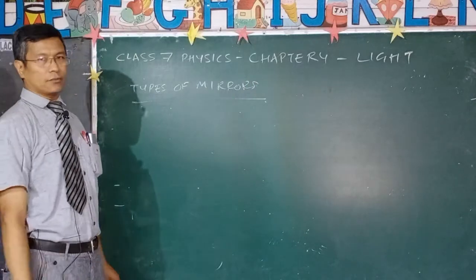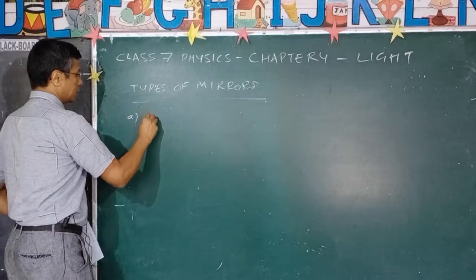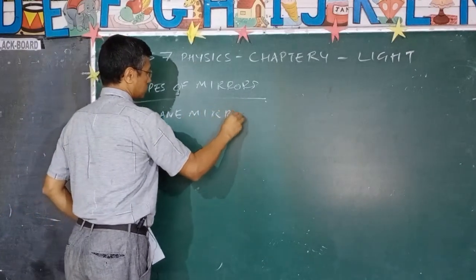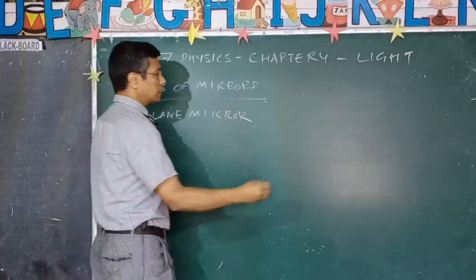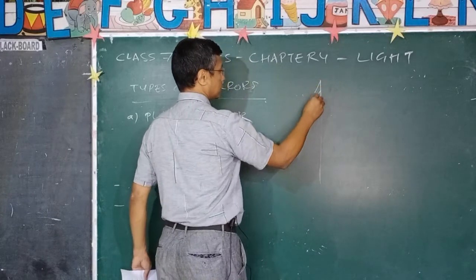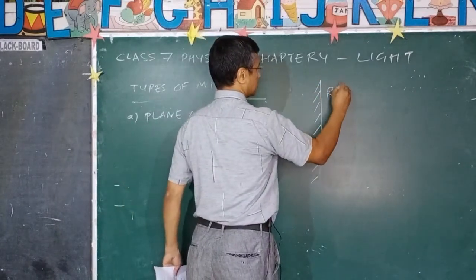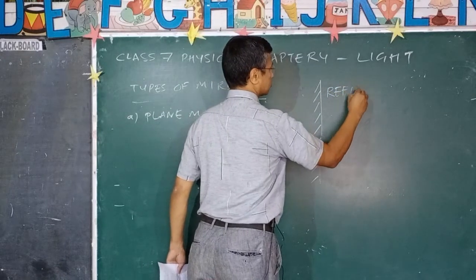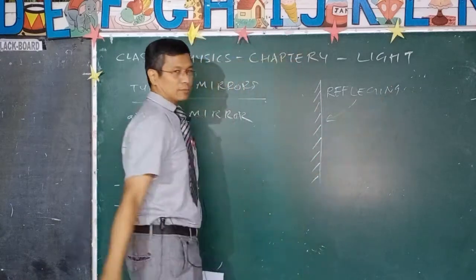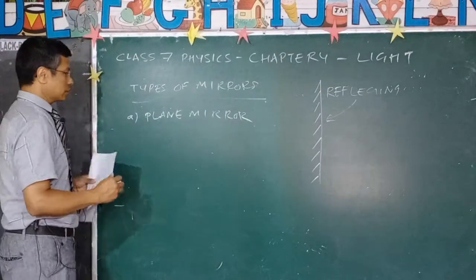Next, let's discuss the different types of mirrors. The first type is the plane mirror. A plane mirror is basically a mirror which has a flat surface and it is silvered on one side so that the other side becomes reflecting, and this is a flat plane surface which is called a plane mirror.